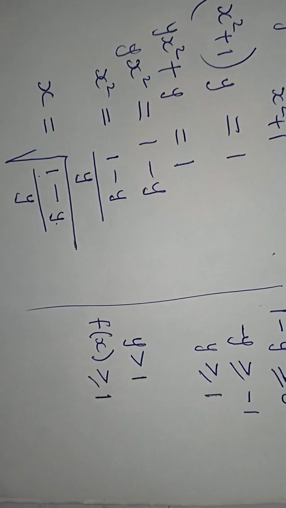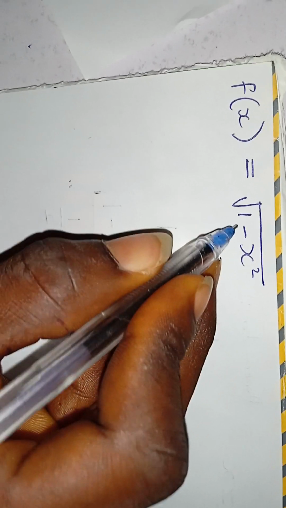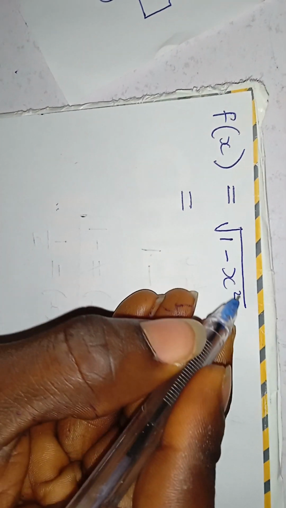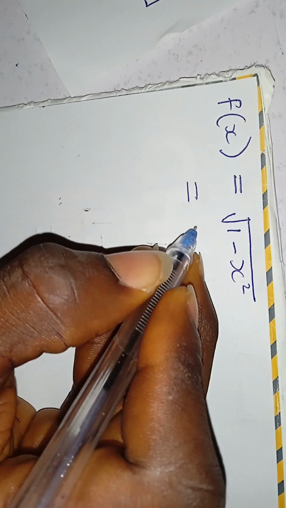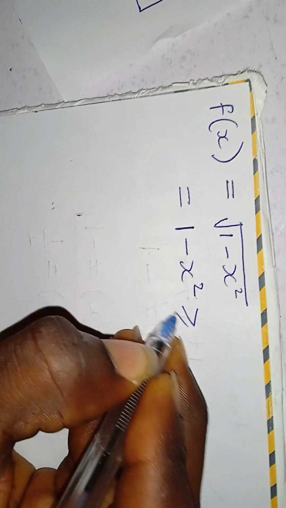That is my range. Now I have root 1 minus x squared. The minute you see this inside a square root, it must be greater than or equal to 0. This is the same thing as saying 1 minus x squared is greater than or equal to 0.